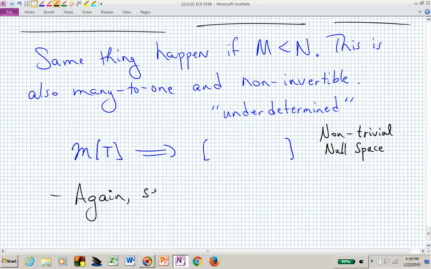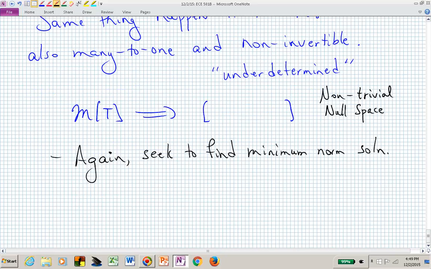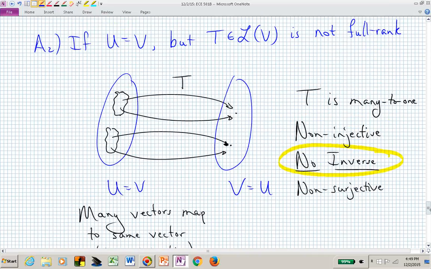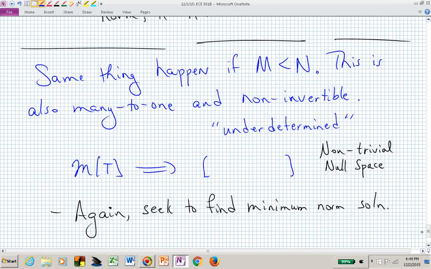Again, we seek to find a minimum norm solution. So there's the second possibility. Again, it's saying let's seek the minimum norm solution. Here was first base with the operator. Then we went to second base when M was less than N.